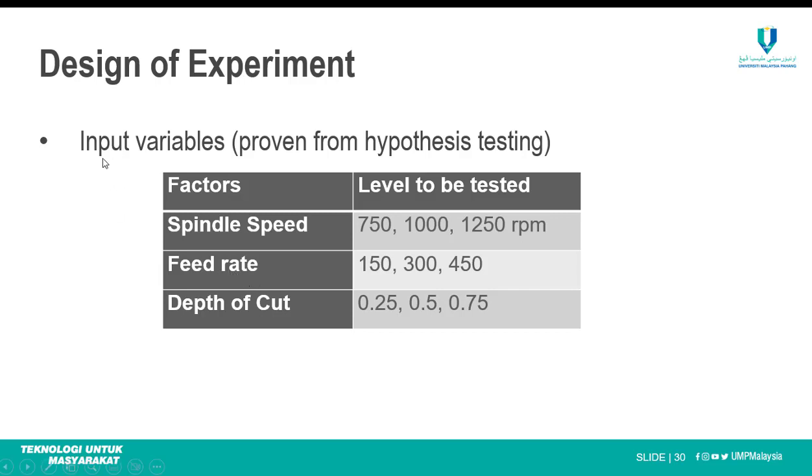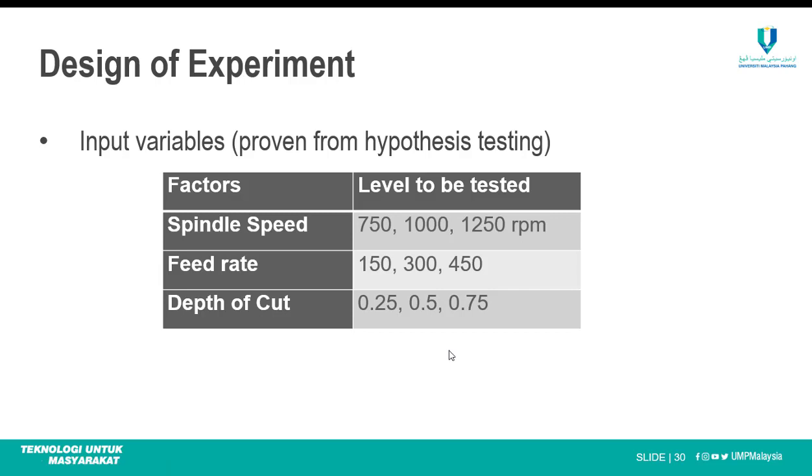Okay, so from our hypothesis testing earlier, three variables were proven to have an effect on the surface roughness, which are spindle speed, feed rate, and depth of cut. So now we will conduct an experiment. Let's say we choose to test at 3 levels for each of the factors. These are the levels to be tested for each of the input variables.